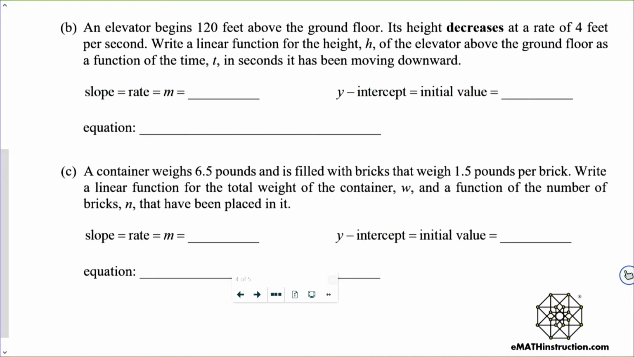An elevator begins 120 feet above the ground. Its height decreases at a rate of 4 feet per second. So, the elevator's going down. Write a linear function for the height h of the elevator above the ground floor as a function of the time t in seconds that it has been moving downward.